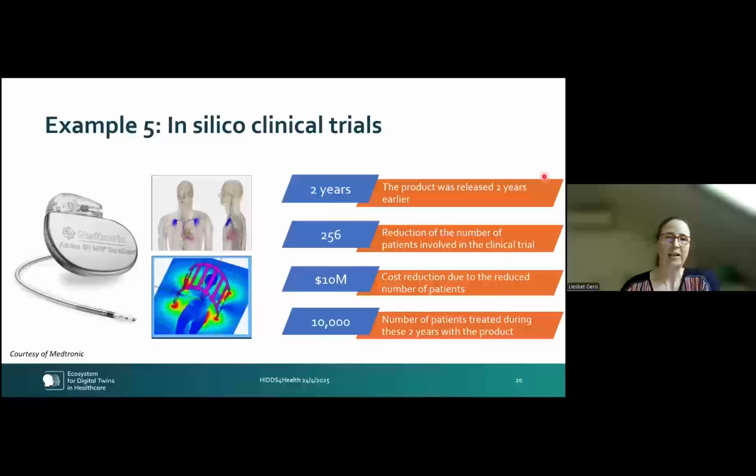Okay, and then a last example. We've already seen digital twins really for the patient, for the physician, for optimization of devices. And here is the last one that also has to do with the optimization of devices, and that is for in silico clinical trials. This one is an example from 2018 already, where Medtronic wanted to make a pacemaker that did not have the issues that you sometimes see when you go to an MRI.